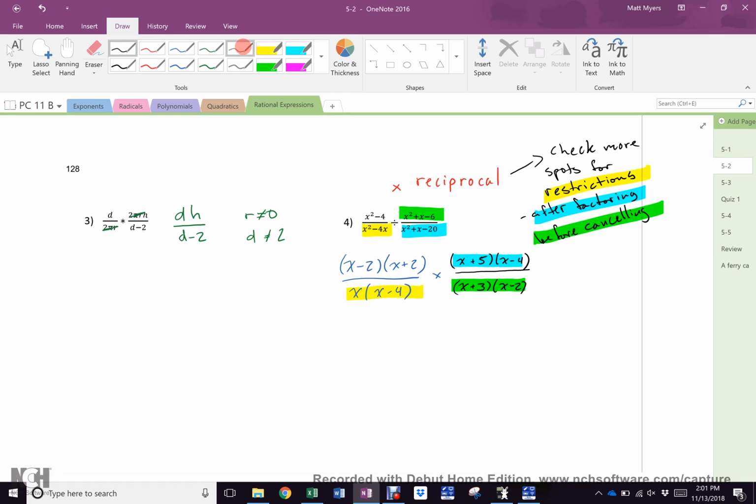Now I check my restrictions. The yellow one: x cannot equal 0, x cannot equal 4. A bunch of you got that wrong on your last 2 tests. Do all of you know why it can't be 0 now? Good. Blue one: x cannot equal negative 5 or 4. Does everyone know why? And finally, x cannot equal negative 3 or 2. And that's the green one. Everybody knows why?